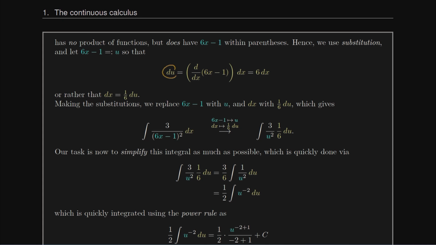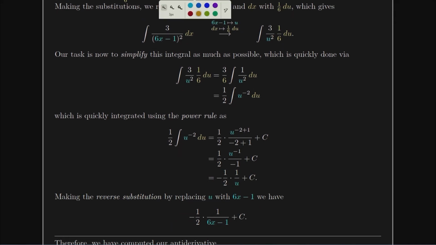So here you go. If you take a derivative, you find out that du is equal to 6 dx, or if I divide both sides by 6, that du over 6, or 1/6 du, is equal to dx. This way I can just replace this dx with 1/6 du, and go ahead and do that. Moreover, I can replace this 6x minus 1 with u, and so I go ahead and do that. Once I simplify everything, I end up with a 3/6, also known as 1/2, and then a u squared in a denominator can be rearranged as u to the negative 2 in a numerator.